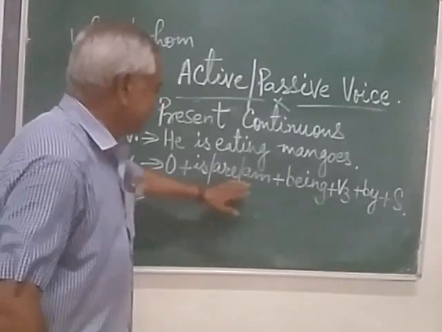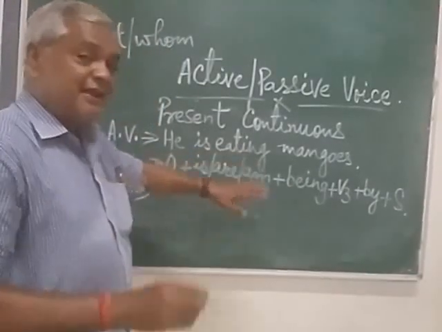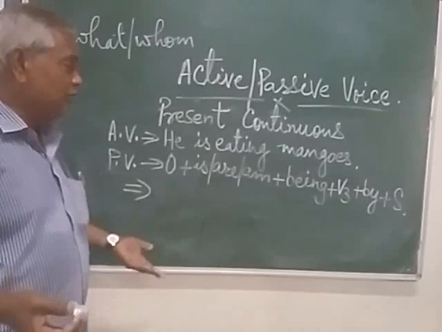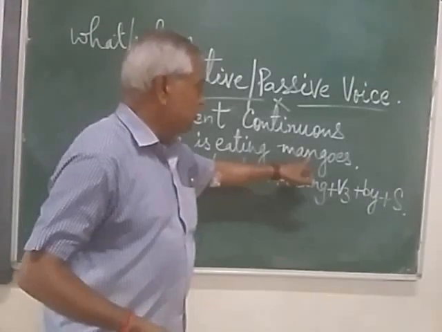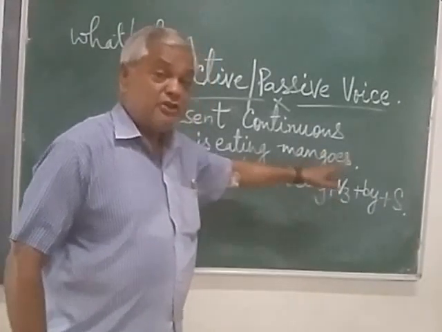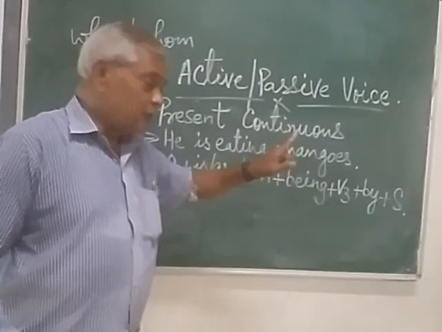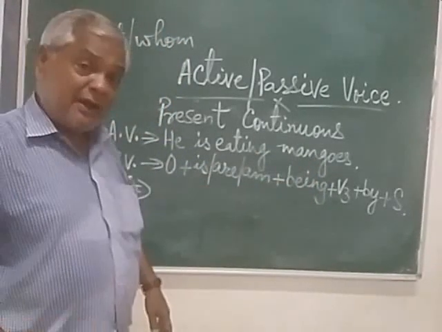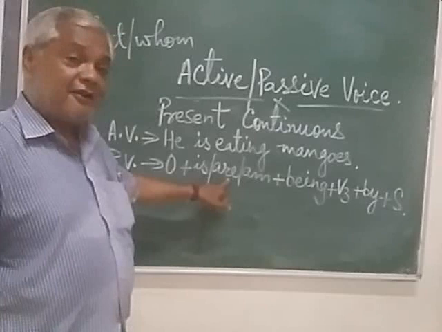So, according to this structure, this sentence can be changed into passive voice. The first object is mangoes. Mangoes is a plural word. So, for mangoes, which helping verb can we use? That is are.